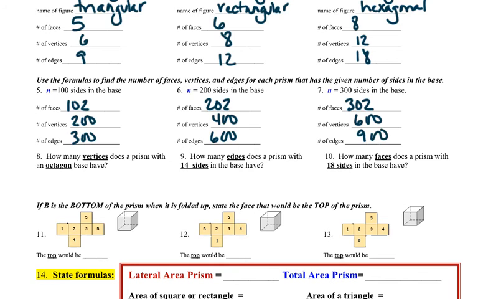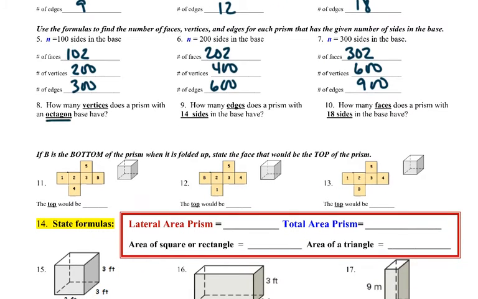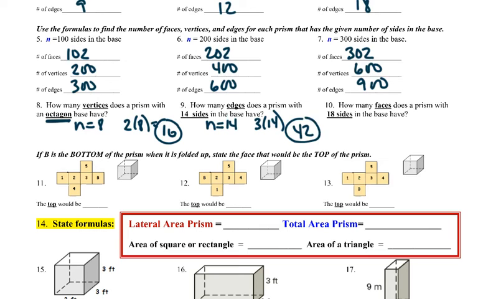If you're working backwards, how many vertices does an octagon base have? So octagon is n is 8, vertices is 2n, so 2 times 8 is 16. How many edges? If it has 14, the formula for edges is 3 times 14, or 42. All right, so how many faces does it have? Faces is n plus 2, so if n plus 2 is 18, then n is 16.